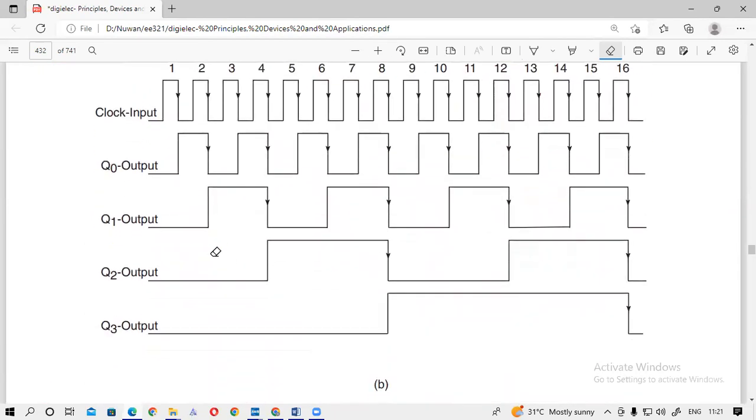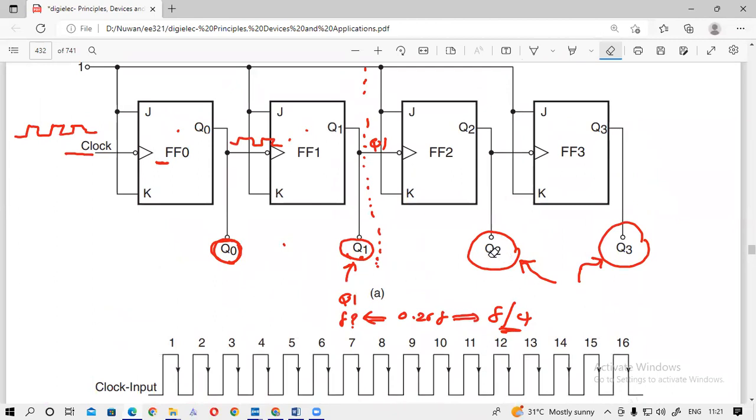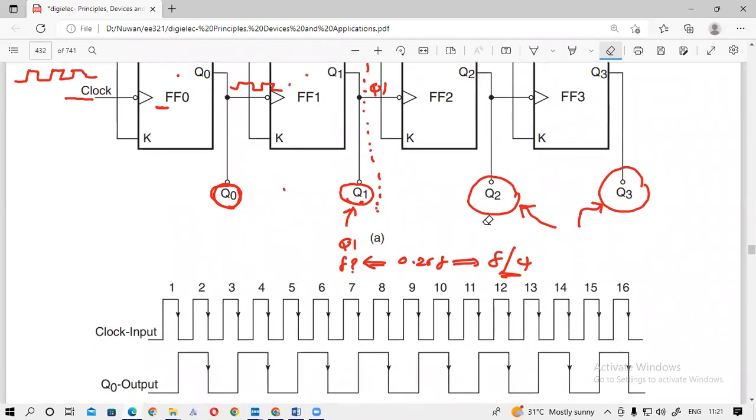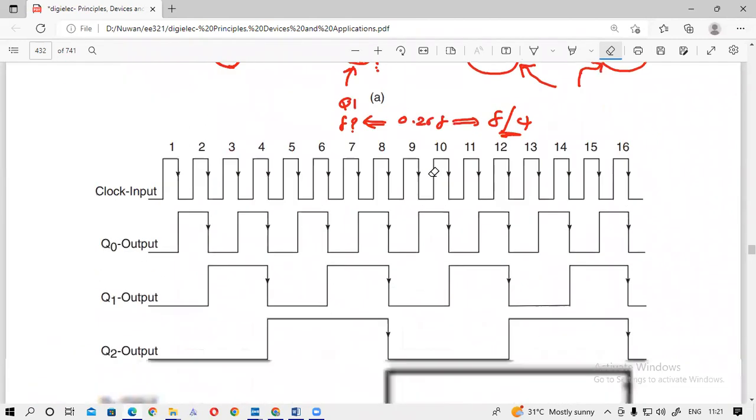Anyway, I will find the Q2 output also. This output, Q2, that means flip-flop 2, FF2 output.